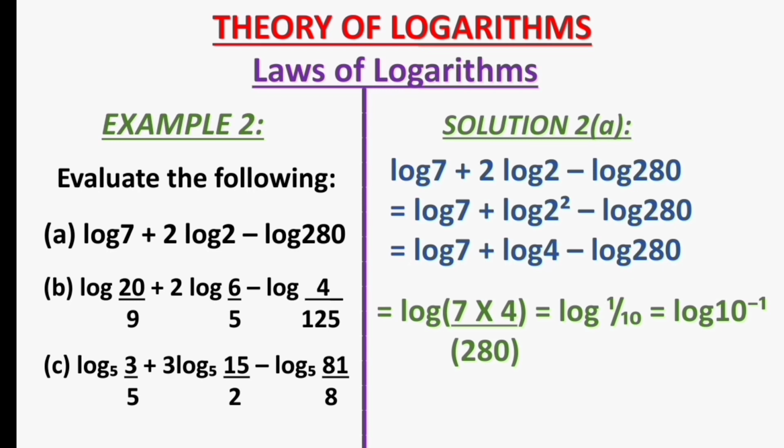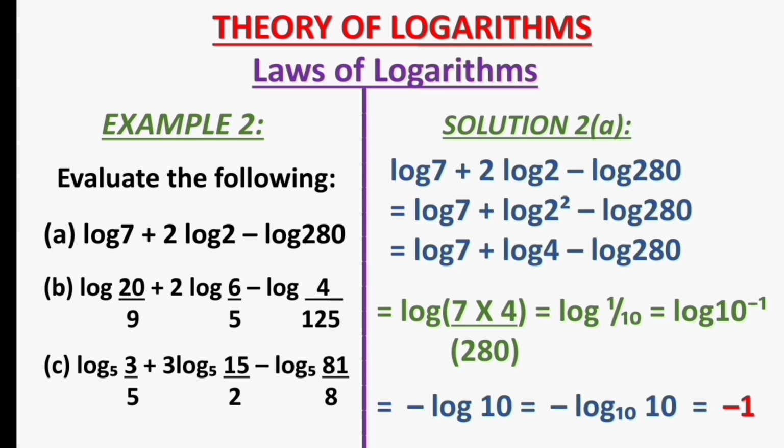Simplifying this result, we are going to get the logarithm of 1 over 10, which is equal to the logarithm of 10 raised to the power minus 1. This gives minus the logarithm of 10. Please take note that since the base of the logarithm is not written, the base number is actually 10. Hence, minus the logarithm to the base 10 of 10 is equal to minus 1. I hope the solution to question 2a is clear to you.